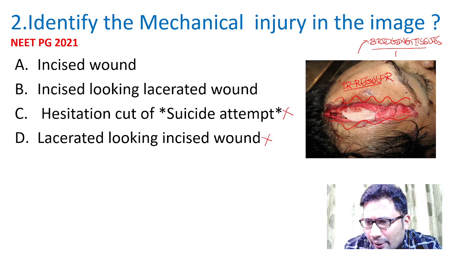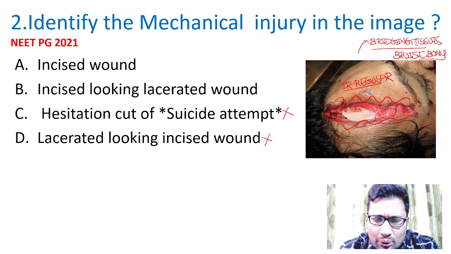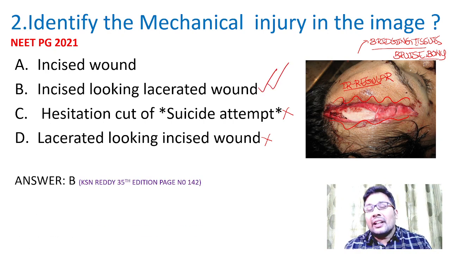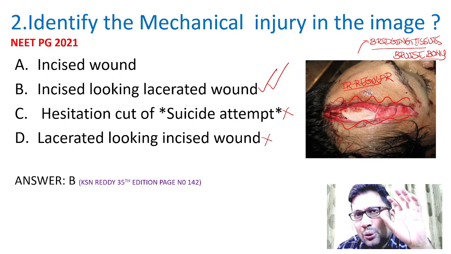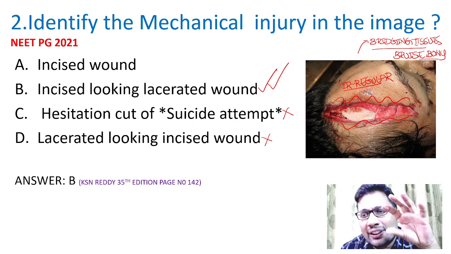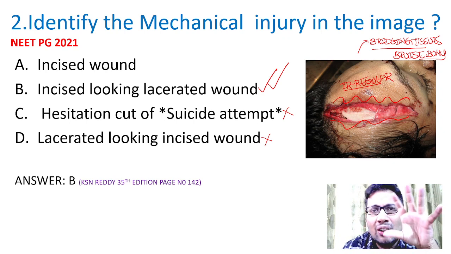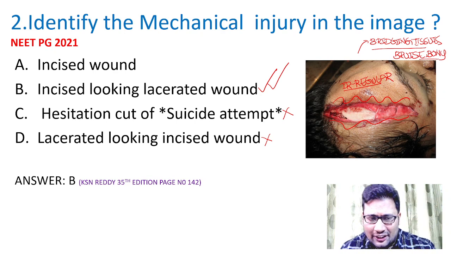Surrounding area you can see the bruise, and it is seen over the bony prominence. So all this goes in favor of incised looking lacerated wound. That is the correct answer. Answer for this question is B, incised looking lacerated wound, a type of laceration commonly seen over the bony prominences, characterized by bridging of the tissues and bruise in the surrounding area.